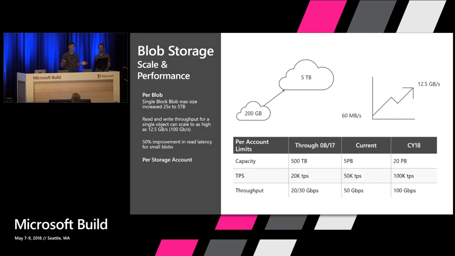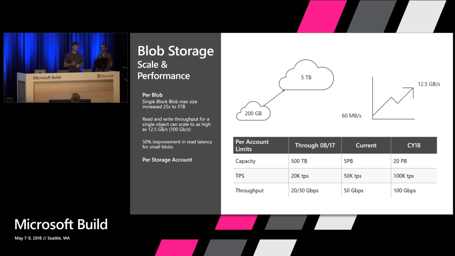At the per storage account level, previously we were at a 500 terabytes capacity limit, 20K TPS, and 20 or 30 Gbps, depending on the region that you were in. Currently, we're sitting at 5 petabytes maximum capacity, 50K TPS, and 50 Gbps, independent of what region you're in, read and write, so ingress and egress.